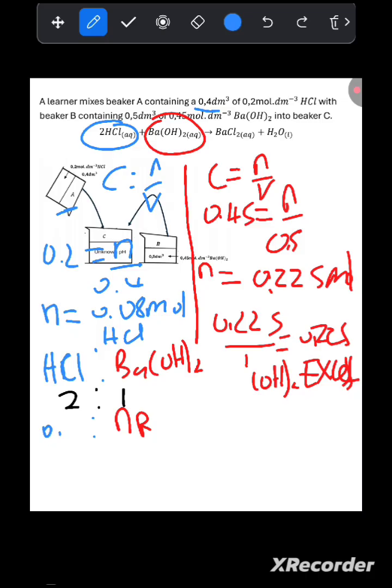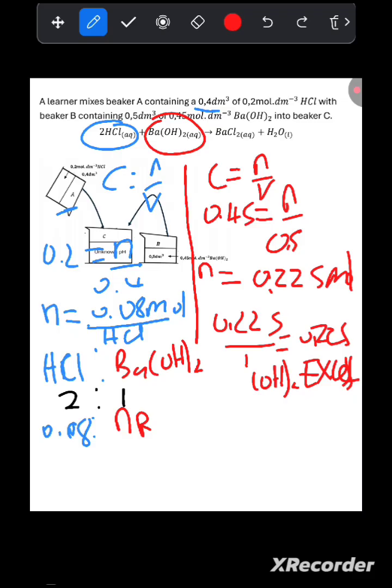So I write 0.08. So we use 0.08 because this is the number that we use. We don't use the one that we divided by the coefficient. We use the original number of moles that we got, the first number of moles that we got for HCl. Those ones where you have divided by the coefficient are used to identify the limiting reagent.